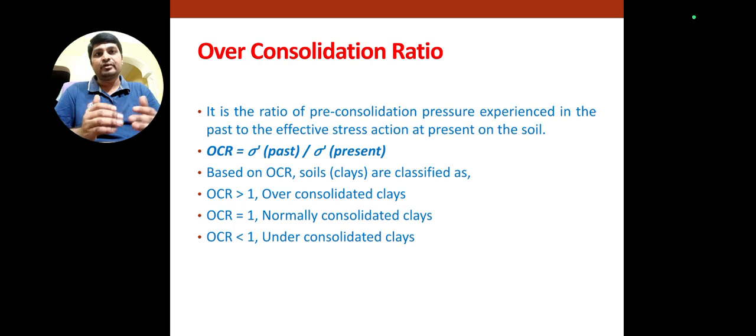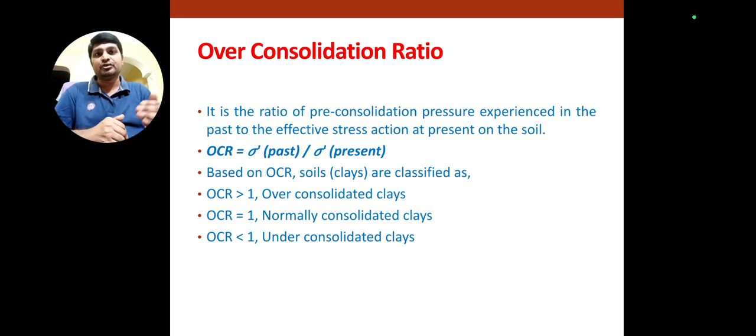So the over consolidation ratio, which is denoted with OCR, is sigma past to the sigma present. When we understand the pre-consolidation pressure, then only the over consolidation ratio will be understood. Based on the OCR, the soil, that is clay, is classified as: if the OCR is more than 1, it is over consolidated clay.